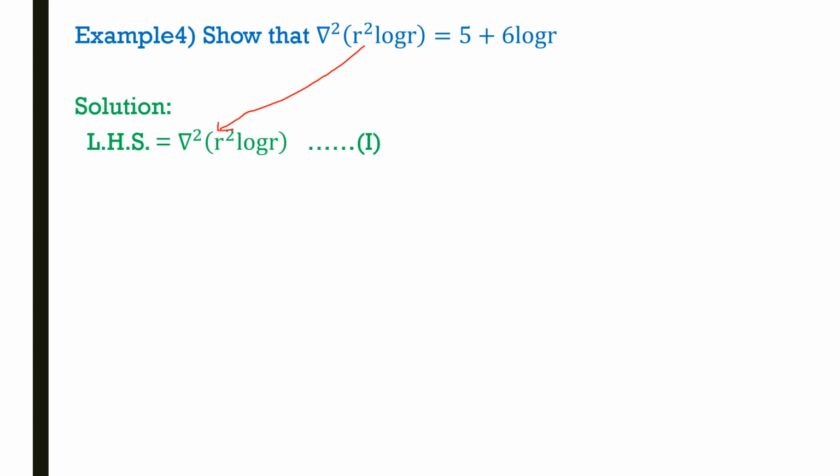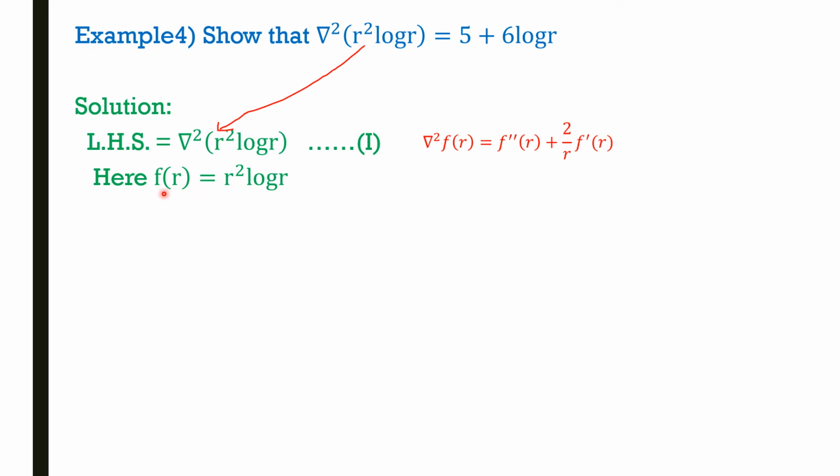If you see, we have the result for this: del square f of r is equal to f double dash of r plus 2 upon r into f dash of r. This is the very important result. Here f of r is equal to r square log r. So if we take the first derivative and the second derivative, we just put the values of f double dash of r and f dash of r, so that we will get the answer, 5 plus 6 log r. We'll see how we get that answer.